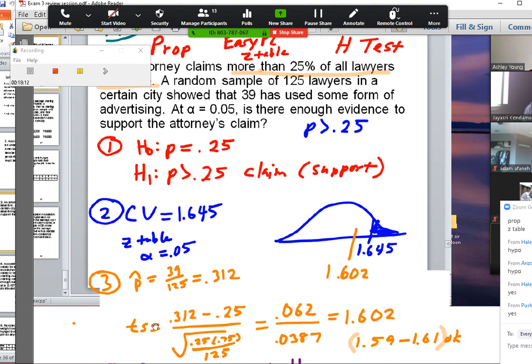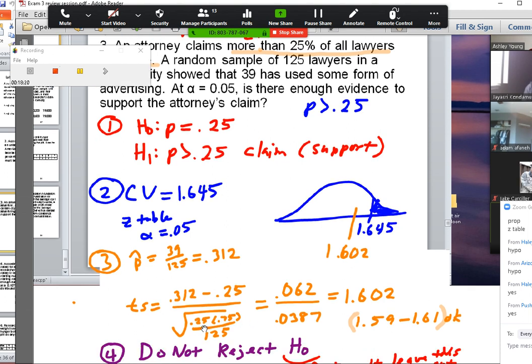So my test stat is 0.312 minus 0.25 over the square root of PQ, 0.25 times 0.75 over N, 125. So this is the numerator, this is the denominator, and you'll get 1.602. If you get anywhere in this range, 1.59 to 1.61, that's close enough, as long as you're showing your work here. And again, don't round this to 0.31.